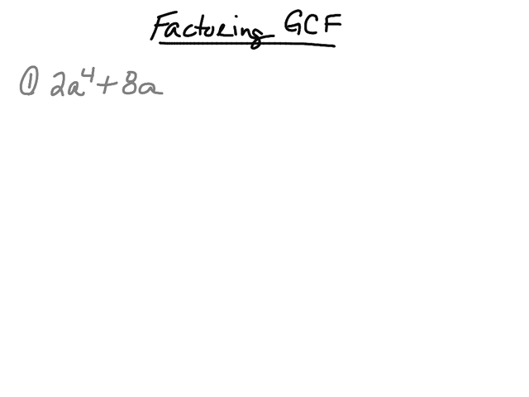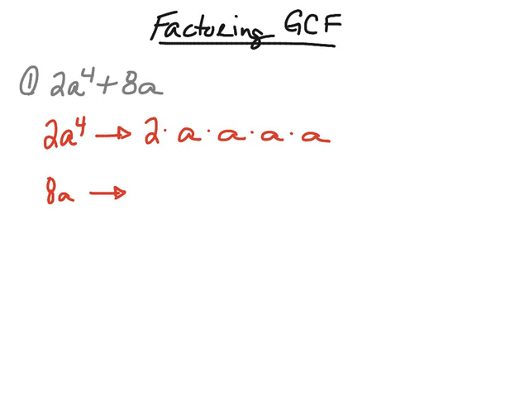Alright guys, we're going to look at factoring, more specifically the GCF, or the greatest common factor. The first thing we want to do is take each of the terms and expand it or find all of its prime factors. So I'm going to take 2a to the fourth and I'll be expanding it. I'll also be taking the 8a and expanding it. So 2 times a to the fourth power can be written as 2 times a times a times a times a. A times a times a times a is a to the fourth power.